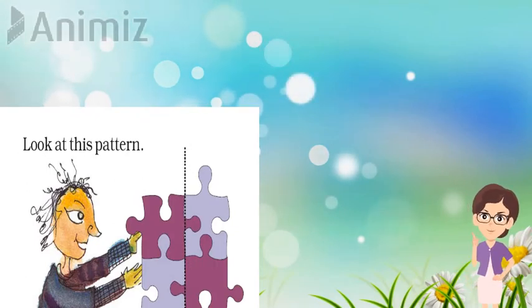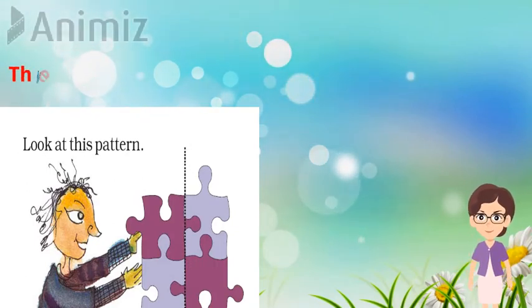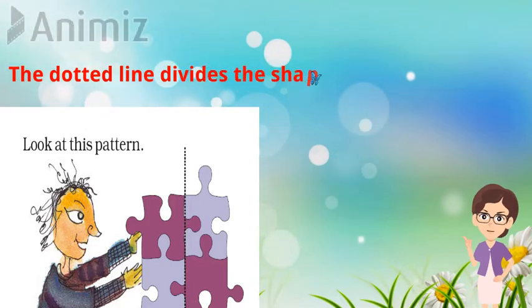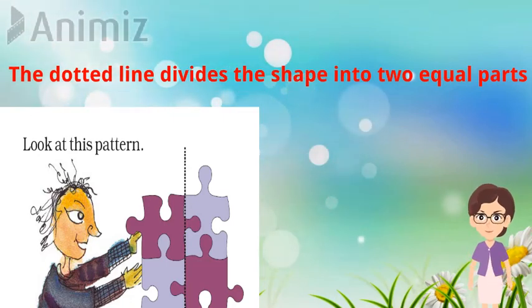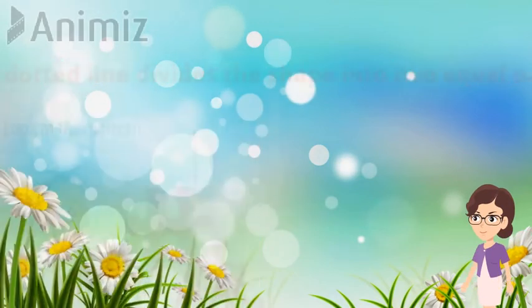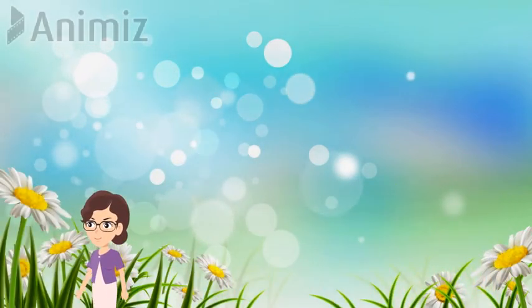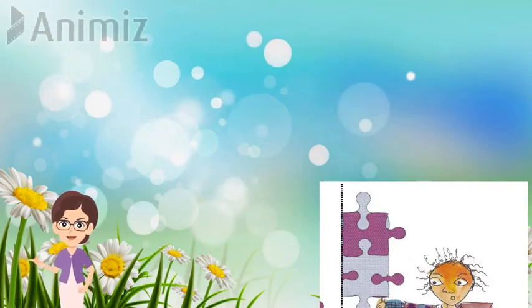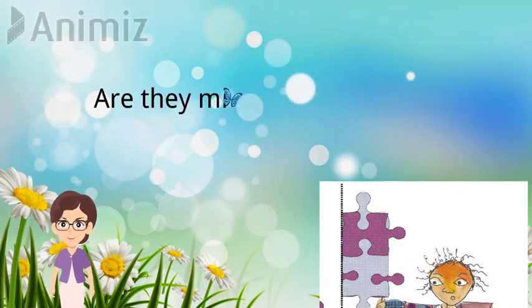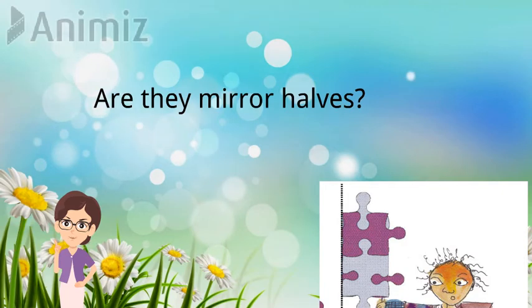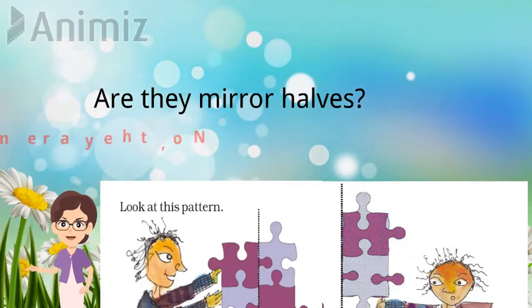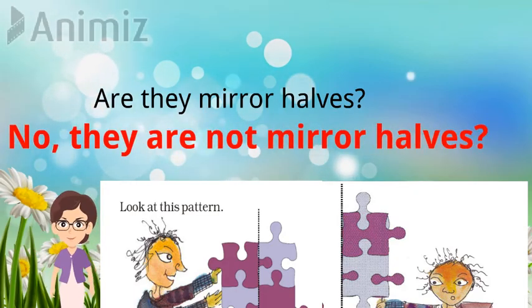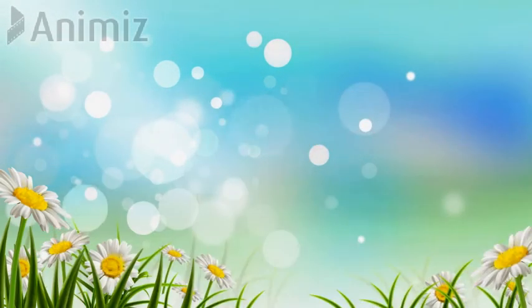Now, look at this pattern. This pattern has a dotted line in it, which divides the shape into two equal parts. But can we say they are mirror halves? Let's look at it. If we overlap the figure, then we can see that it is not completely covering the bottom part, isn't it? So we can say that no, they are not mirror halves.